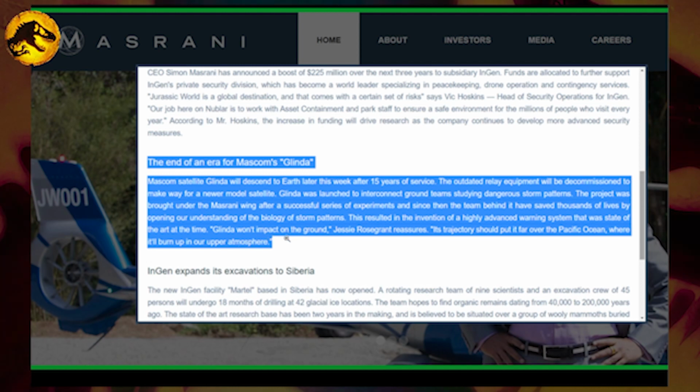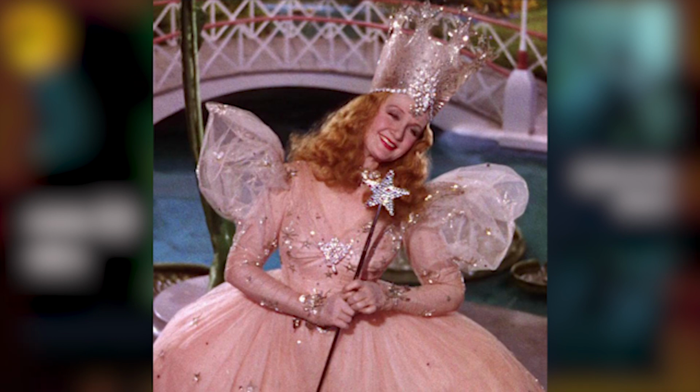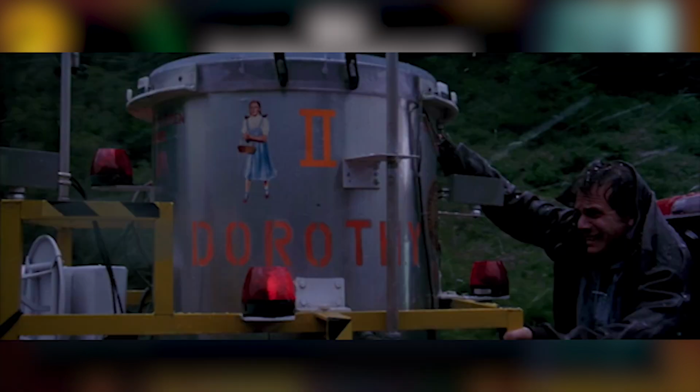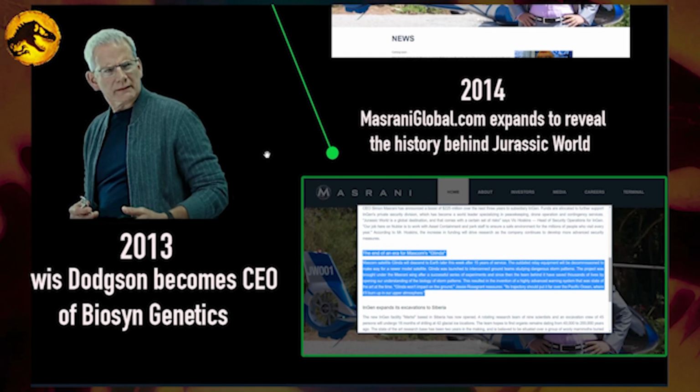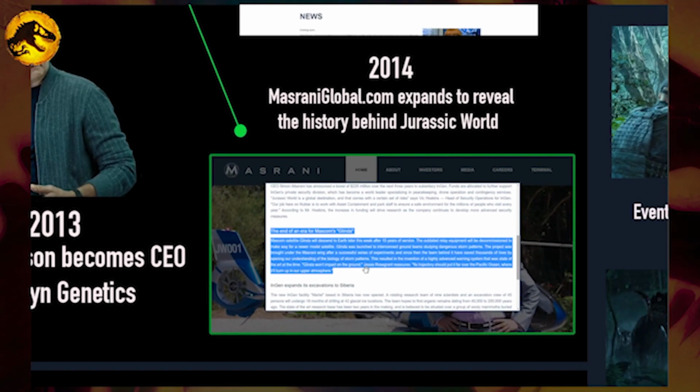Glinda won't impact on the ground, Jesse Rosengrant reassures. Its trajectory should put it far over the Pacific Ocean, where it will burn up in the upper atmosphere. So Glinda being the name of one of the witches from Wizard of Oz, and obviously in Twister the machine that they put into the tornado is called Dorothy, so it's another nod to Wizard of Oz.